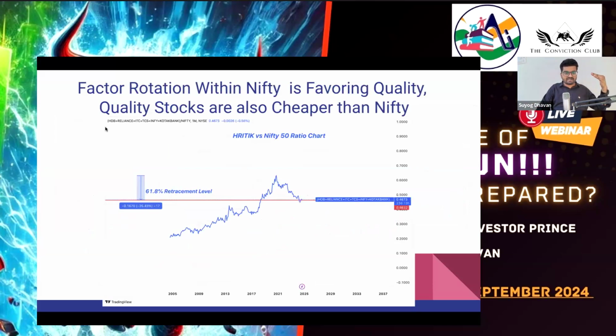This is Hritik, HRITIK, which means HDFC, Reliance, ITC, TCS, Infy, Kotak divided by Nifty. Numerator is Hritik divided by Nifty. ये रेशियो ने पिछले 4 साल में अंडरपरफॉर्म किया है, और 61.58% का रिट्रेसमेंट टच करके फिर से वो बाउंस कर रहा है, which means this is the time where Hritik will play out better. So Hritik is an indicator of quality stocks.